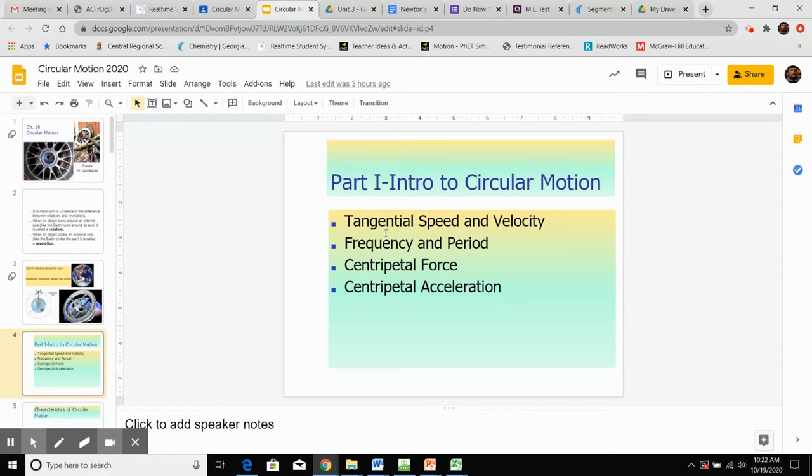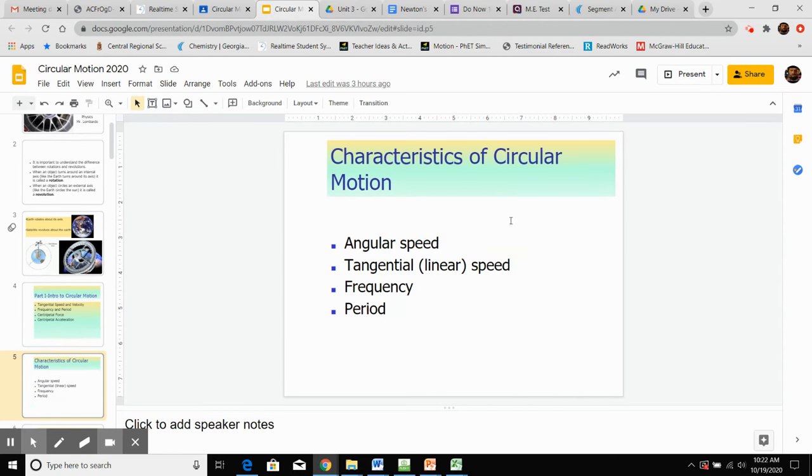So tangential speed and tangential velocity are basically referring to the same thing, so you don't need to freak out over that. Angular speed, linear speed, linear tangential speed sometimes can go back and forth. It may be talked about as one in some resource and talked about as tangential in a different resource. So it depends on what you're looking at.